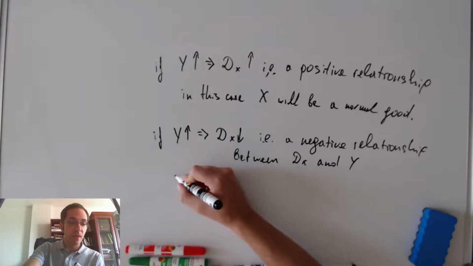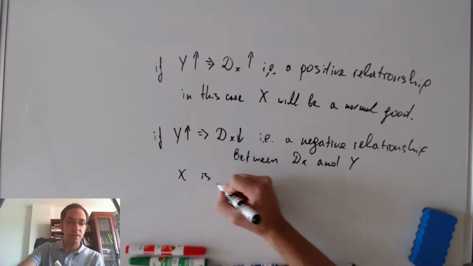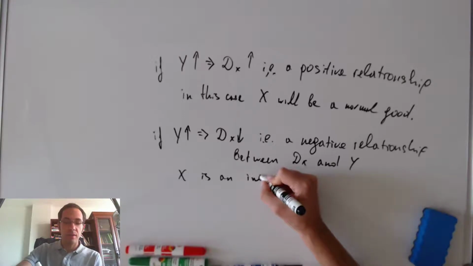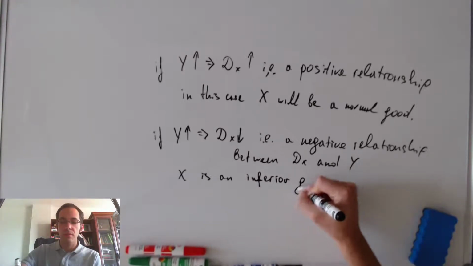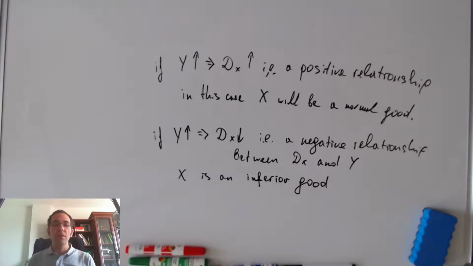So X is an inferior good. So let's think about an example. Imagine a person is at a very low level of income and he needs to feed himself. So one of the cheapest foodstuffs that you can buy would be probably rice. So this person at a low level of income will be consuming a lot of rice. Basically, his entire diet might be comprising of just eating rice.